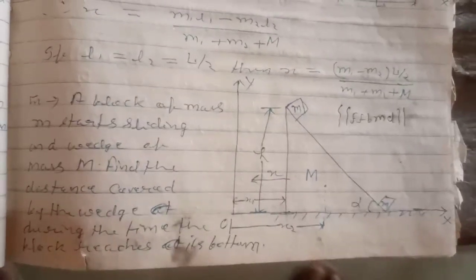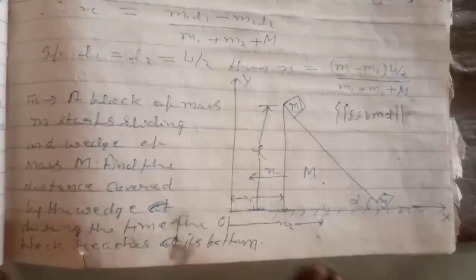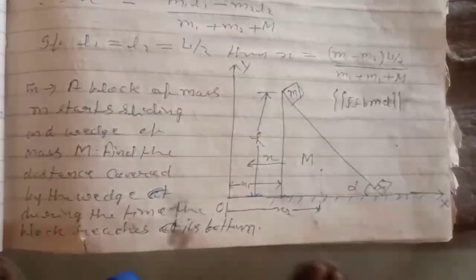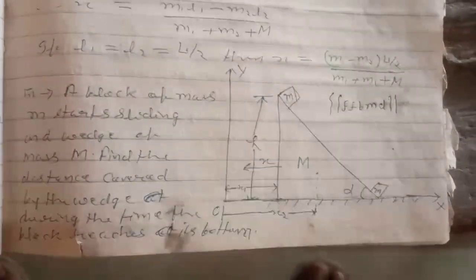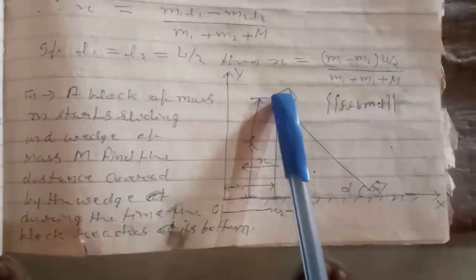A block of mass m starts sliding on a wedge of mass m. This is the wedge. Find the distance covered by the wedge during the time the block reaches its bottom, as shown in the figure. Consider the block moves in this direction; the wedge moves in the left direction a distance x when the block comes to the bottom, because no net force is acting on the system.